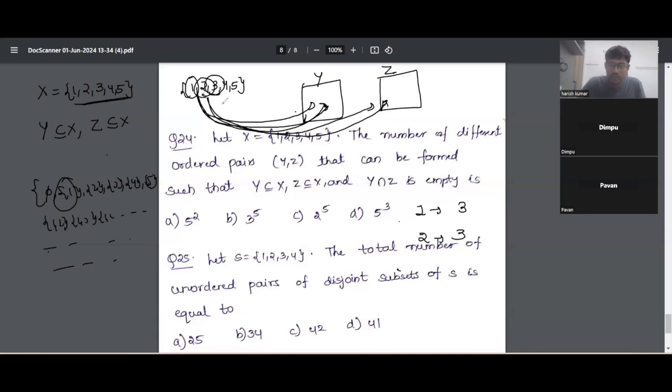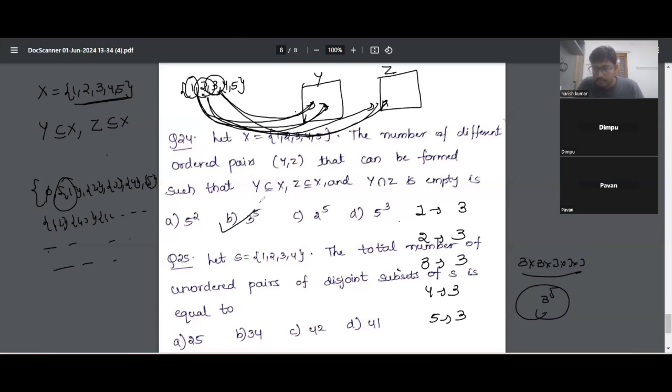What about 3? Same thing. 3 can also have 3 chances. He can go and sit in Y, or in Z, or he can sit outside and say okay, I'll not participate. In the same way, 4 will also have 3 chances, and 5 will also have 3 chances. In total, they'll have 3 into 3 into 3 into 3 into 3, which is 3 to the power 5. So that's our answer.